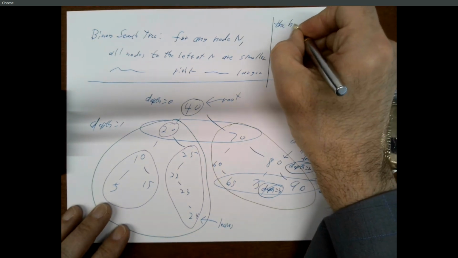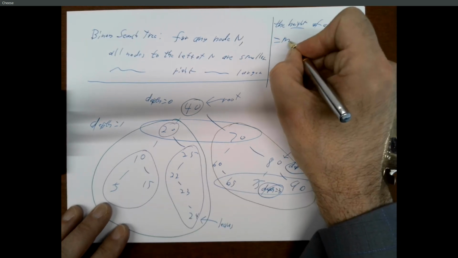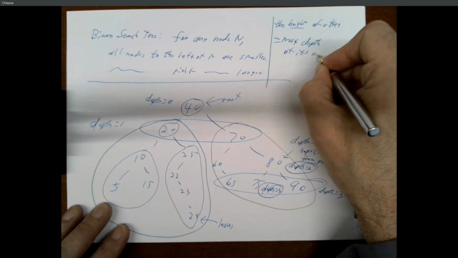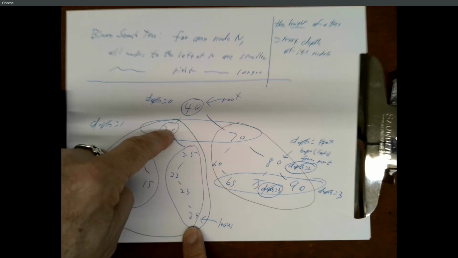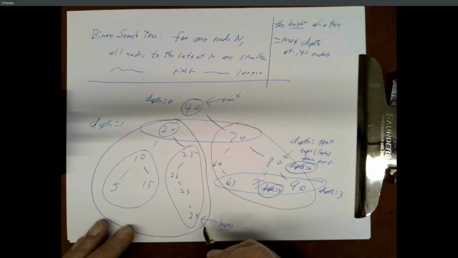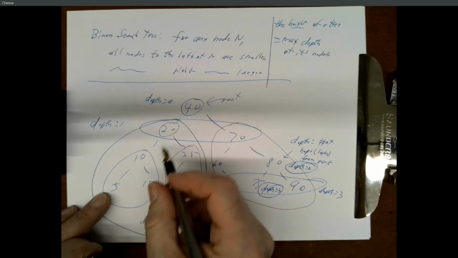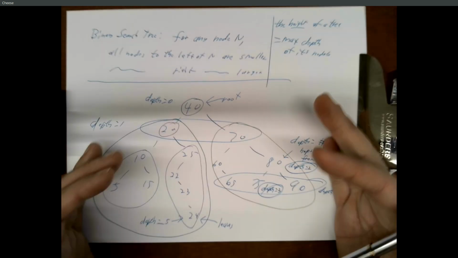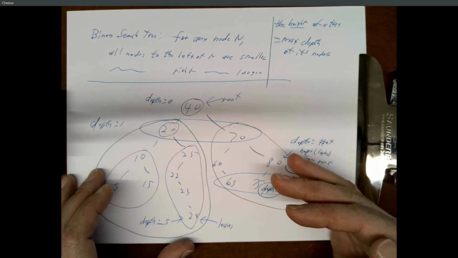So the height of a tree equals the maximum depth of its nodes. So it's the depth of the deepest node, which I think is this 24 down here, which has a depth of 1, 2, 3, 4, 5. Whereas these have a depth of 3, 3. So this is the deepest node, its depth is 5. The height of the entire tree is 5. Okay, so it's how deep the tree is, basically.